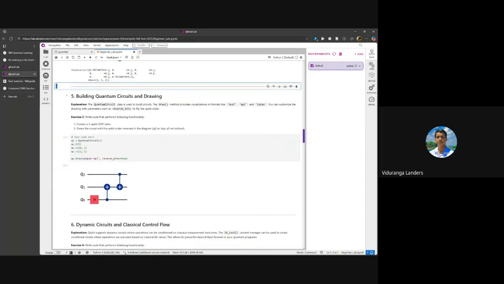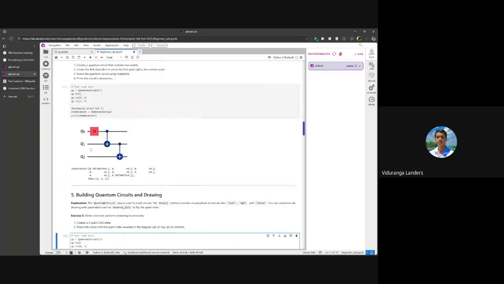So moving on to the next section, feel free to ask any questions. Again, a reminder. Now we are looking at how to build a circuit and how to draw a circuit. I have actually covered this part, so I won't go into much detail about it. Same standard stuff. You can have mpl, text, or latex.